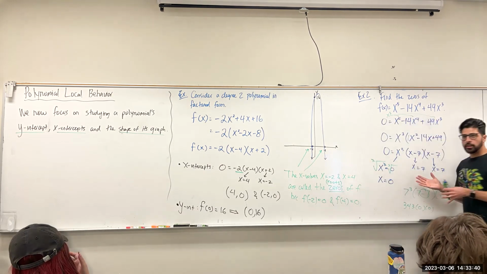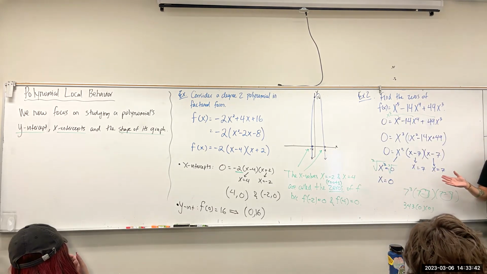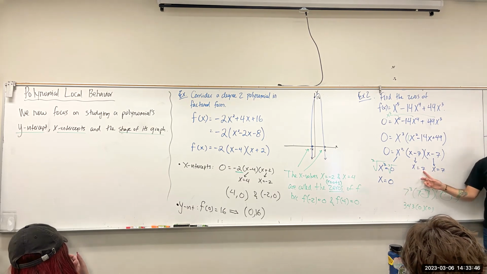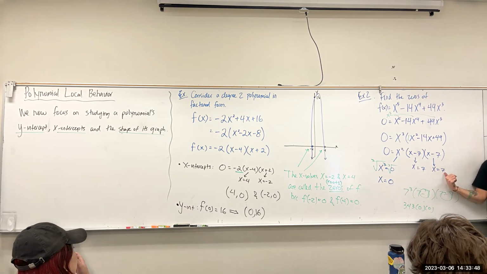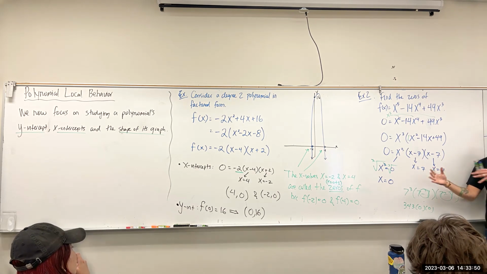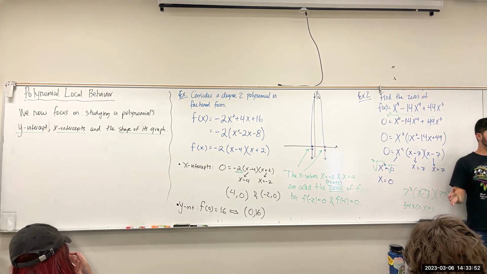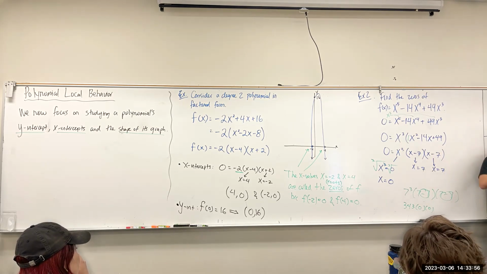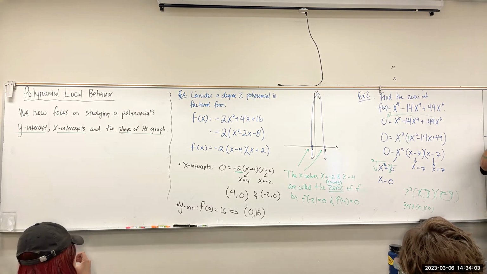So how many zeros are there? There's 1, 2, but this is just a repeated one. Now connect it graphically. How many times will this graph cross the x-axis? 3. Where will it cross the x-axis? At 0 and 7 only.